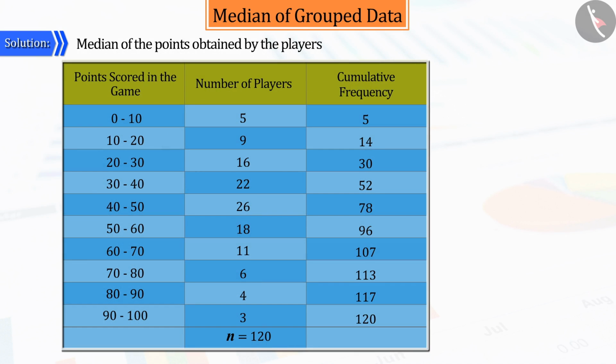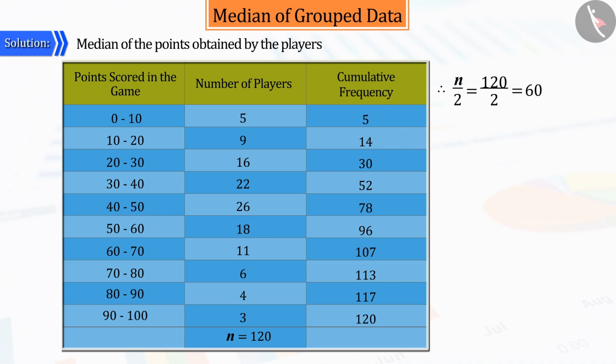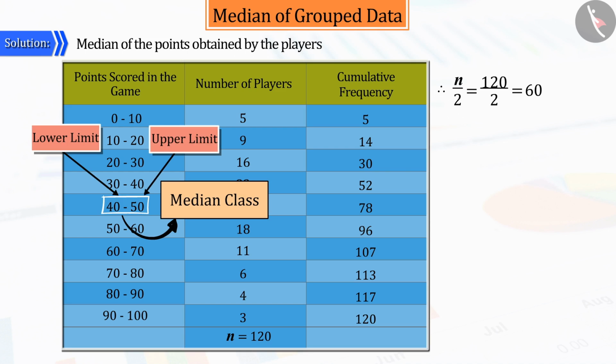You can see that here n is equal to 120, which is an even number. Therefore, if the number of observations is even, the median observation will be n by 2. So here, looking at the value of the median, n over 2, that is 60, can you tell it is greater than or closest to the cumulative frequency of which class interval? Well done. The class interval of 40 to 50 is the only one whose cumulative frequency is more than 60 and also closest to it, which we call the median class, where 40 is its lower limit and 50 is its upper limit.